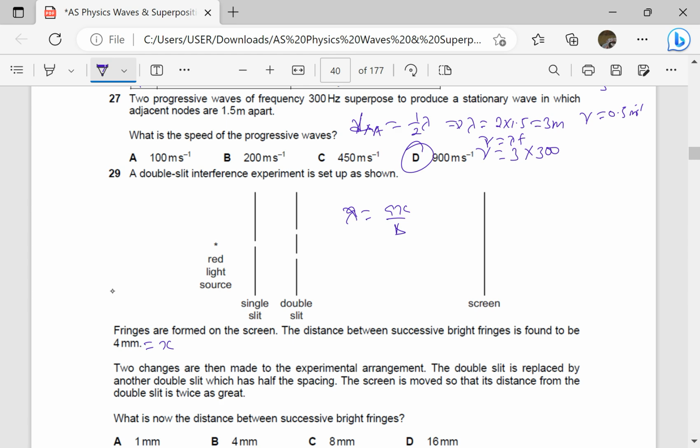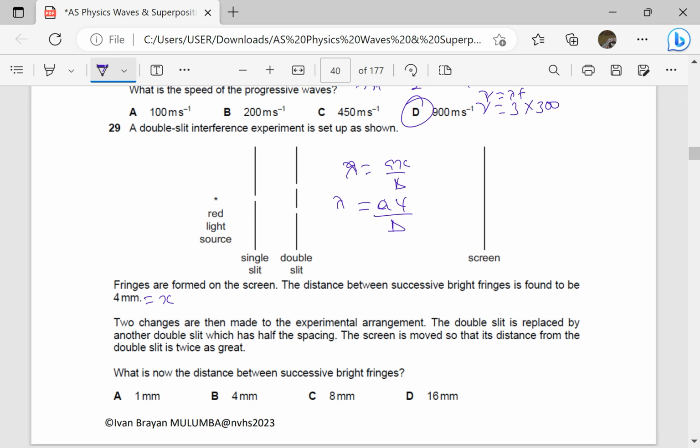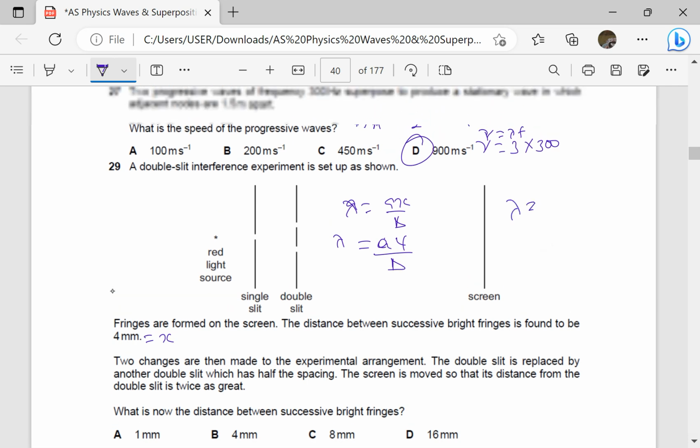Initially, we are using the same light. The screen is moved so that its distance from the double slit is twice as great. The light has remained the same, so here the wavelength has remained the same. The slit separation, let's say it is a, and the fringe separation is 4 millimeters. The distance is D. For the second one, the wavelength has remained the same. Two changes are then made to the experimental arrangement. The double slit is replaced by another double slit which has half the spacing.